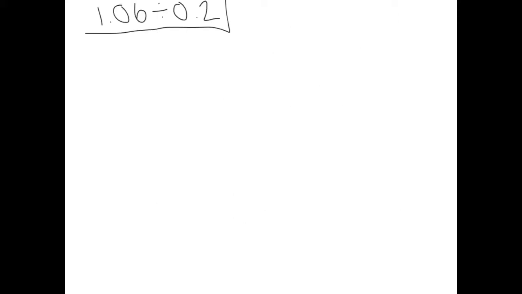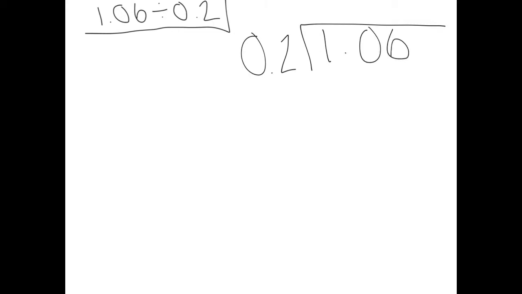Okay, today I'm going to show you how to divide decimals by decimals. So to set it up, it's 0.2 divided by 1.06. So now we have to move the decimal over 1. So we have to do that for this one too. And bring it right up.